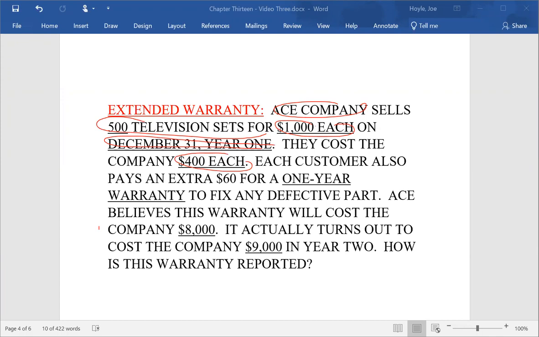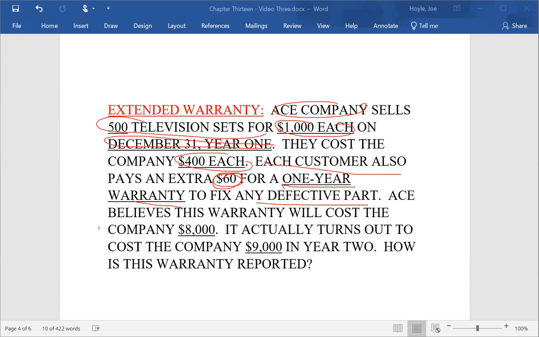But this time, each customer also pays an extra $60 for a 1-year warranty to fix any defective part. If you've bought a television or a refrigerator, often the seller will ask you if you want to buy an extended warranty. Well, that's what they've done.